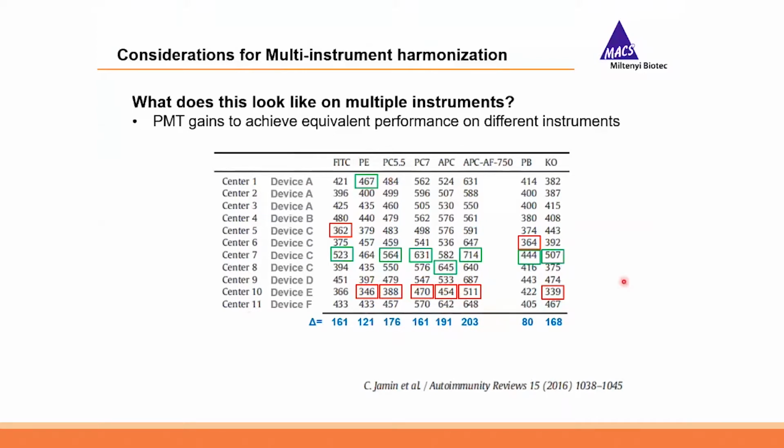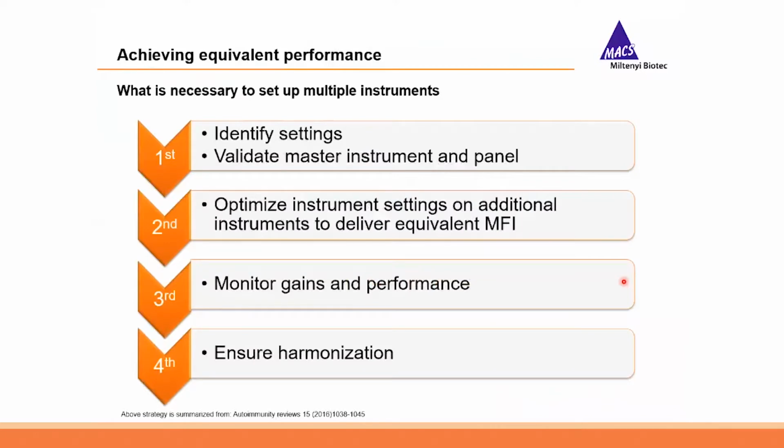And this is where I think a lot of the harmonization challenge comes in, and the, let's say, a barrier for translating it from device to device, and then the need to monitor it over time. So to summarize that process in 4 steps, you're identifying your settings and validating them on a master device. You're optimizing the settings on an additional instrument to deliver the equivalent MFIs. And then long term, you need to monitor the gains in performance, make adjustments as necessary, and then ultimately ensure that the harmonization is happening over time.